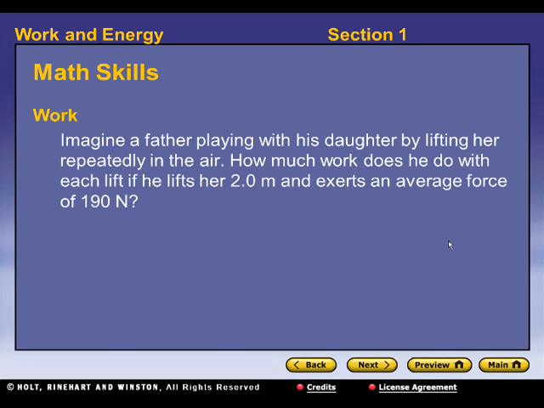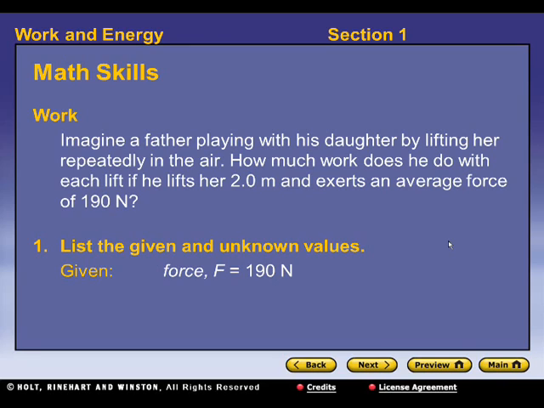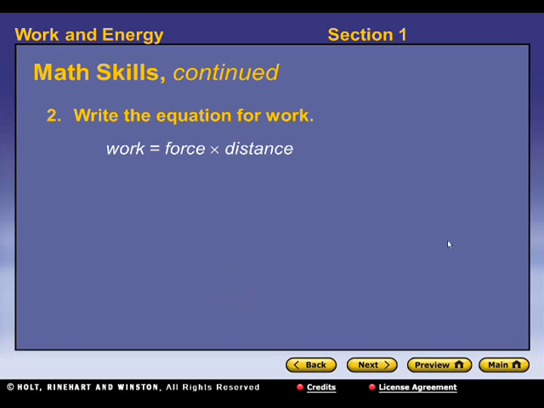So, math skills, work. Imagine a father playing with his daughter by lifting her repeatedly in the air. How much work does he do with each lift if he lifts her 2 meters and exerts an average force of 190 newtons? So let's do givens and unknowns. First off, we have force. He exerts a force of 190 newtons on her, which is basically the same as her weight. She would weigh 190 newtons, so he's picking her up by overcoming her weight. And the distance he moves her is 2 meters in the vertical direction. So what is the work that he does each time he lifts her?